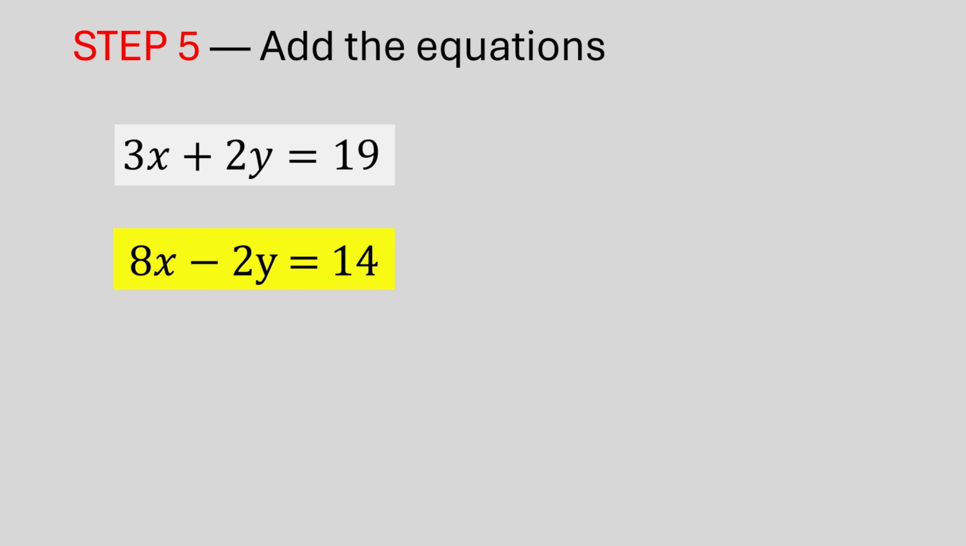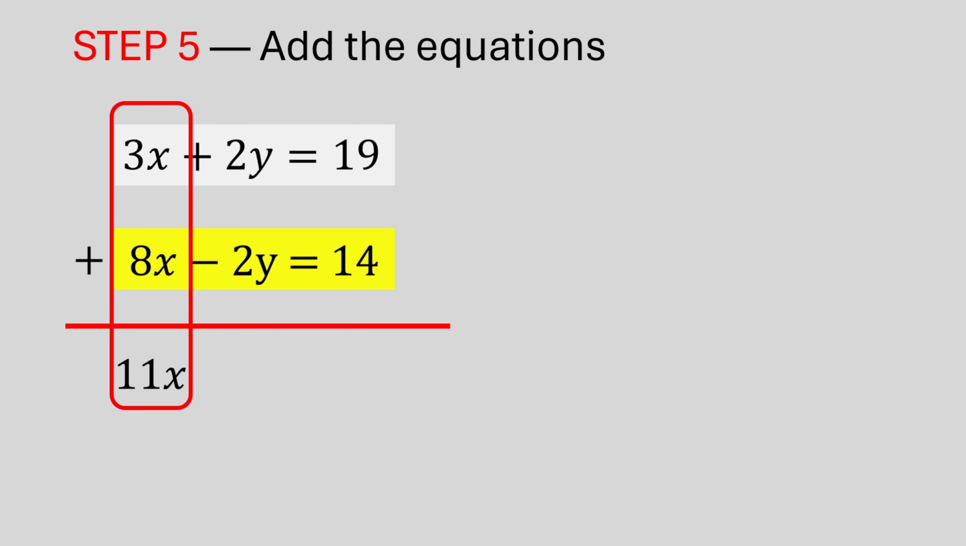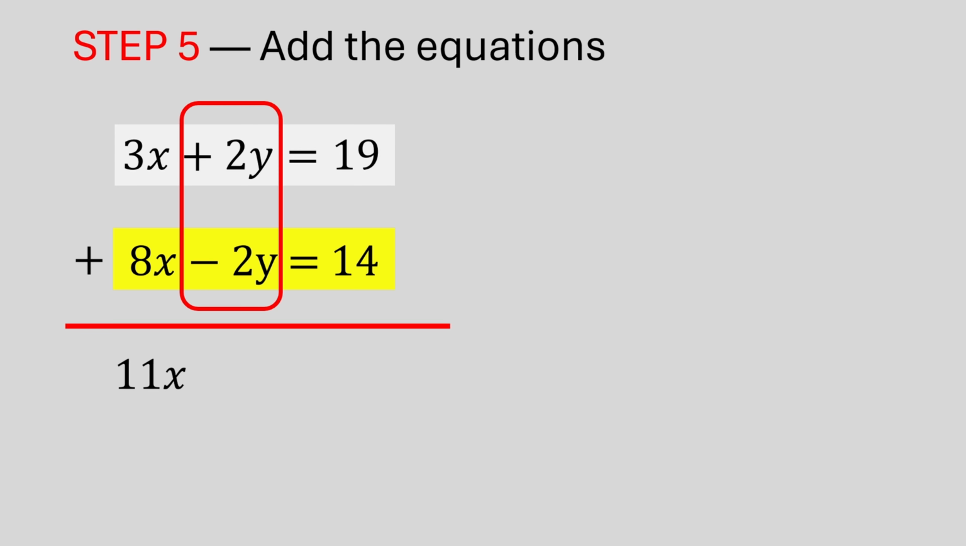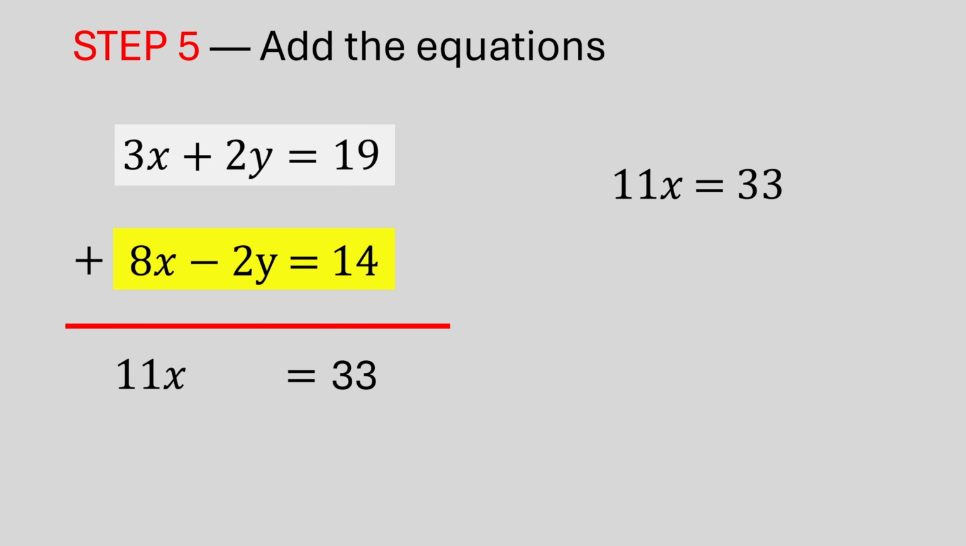Step 5. Add the equations. Here the signs are opposite, so we will add the equations. Let's add the equations. Combine: 3x + 8x = 11x. 2y - 2y = 0. 19 + 14 = 33. So 11x = 33. x = 3.